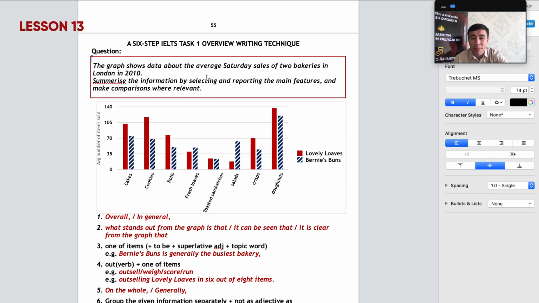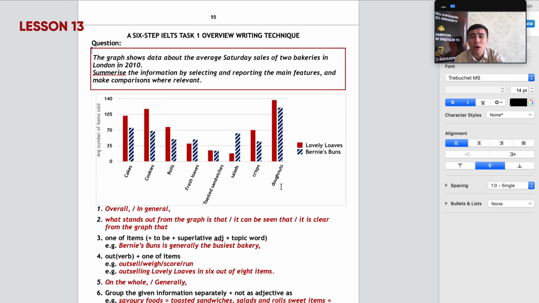The graph shows data about the average Saturday sales of 2 bakeries in London in 2010, and you're given a chart. So as you can see, we have Lovely Loaves and Bernie's Buns. So the red bar stands for Lovely Loaves, and this blue shaded one is for Bernie's Buns. And of course, we overall have 8 items: cakes, cookies, rolls, fresh loaves, toasted sandwiches, salads, crisps, and donuts. So how do we start?